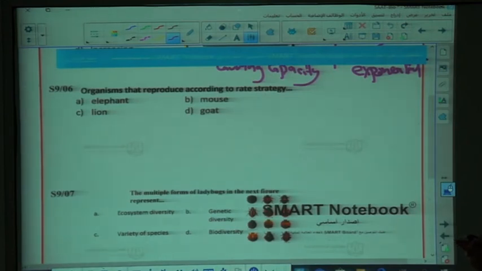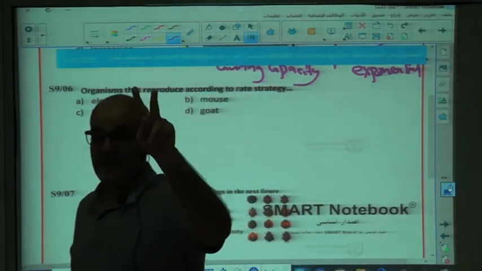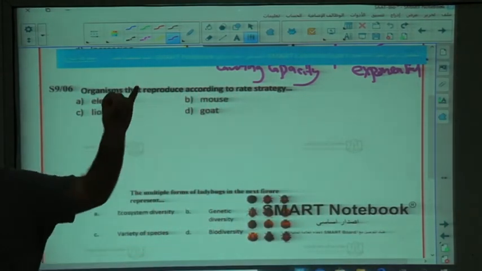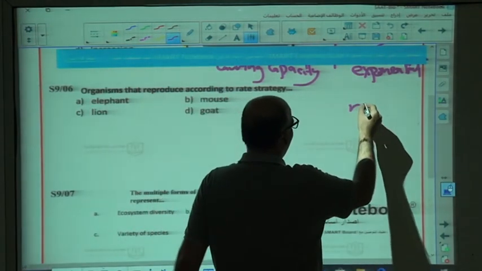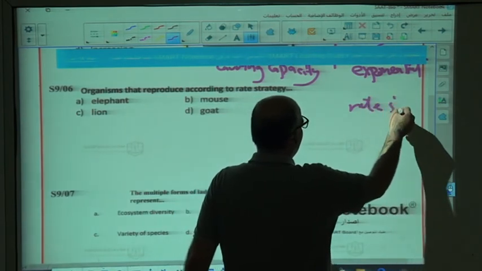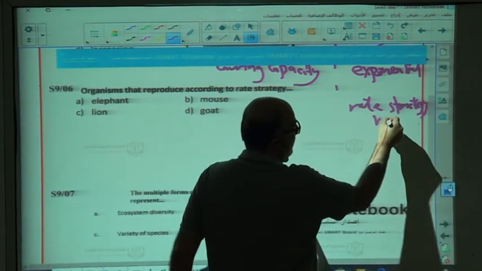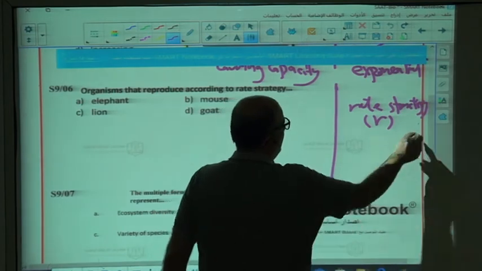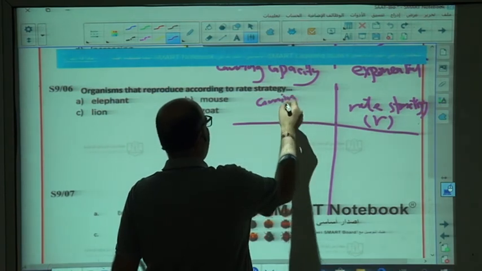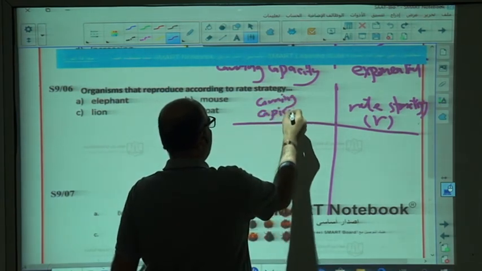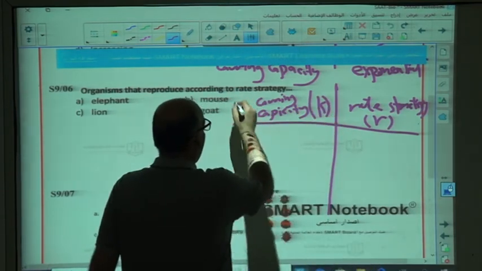Organisms that reproduce according to the rate strategy. Guys, we can study populations depending on two strategies: the carrying capacity strategy and the rate strategy. The rate strategy we call R, giving it the symbol R. And the carrying capacity we call K, giving it the symbol K.